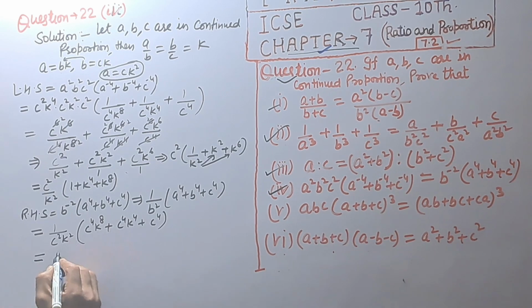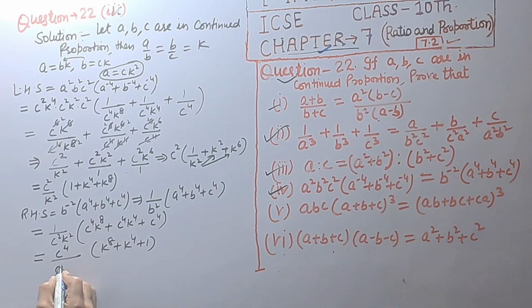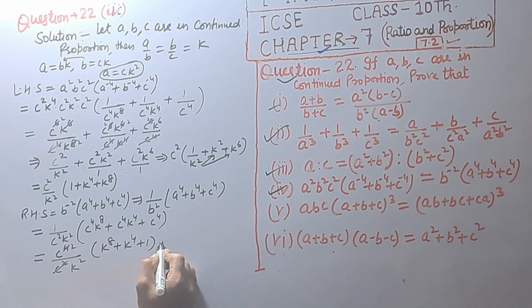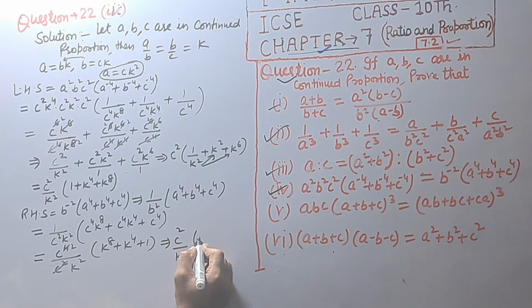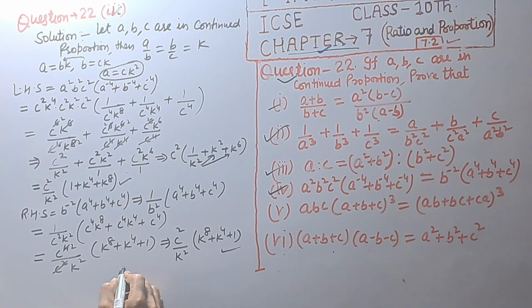That is equal to c raised to power 4 taken common. In bracket we get k raised to power 8 plus k raised to power 4 plus 1, divided by c raised to power 2 k raised to power 2. The power of 2 is cancelled, which implies we get c raised to power 2 divided by k raised to power 2 and bracket k raised to power 8 plus k raised to power 4 plus 1. So left hand side is equal to right hand side.